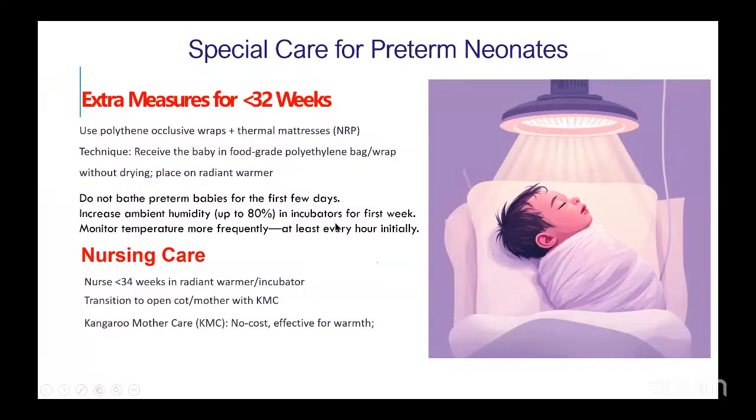So, in preterm neonates, you need extra measures, as I mentioned earlier. Polythene occlusive wraps and thermal mattresses, as per the NRP guidelines, and receive the baby in a food grade polythene bag or wrap without drying. Place on a radiant warmer. Do not bathe the preterm babies for the first few days. Increase the ambient humidity up to 80% in the incubator for the first week, and then gradually wean off by 5%. Monitor temperature more frequently for the preterm babies.